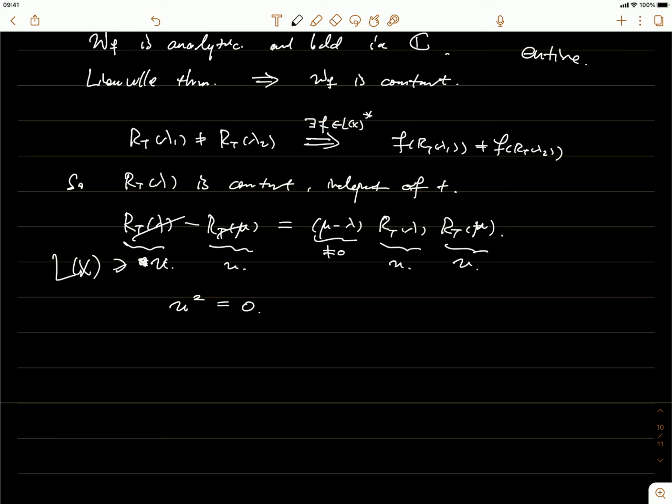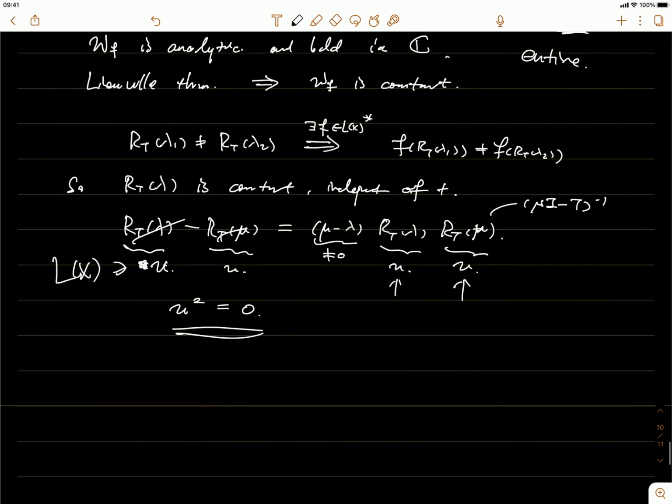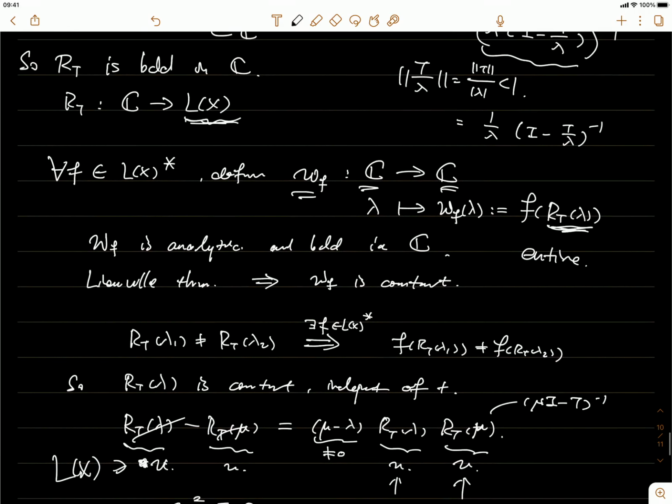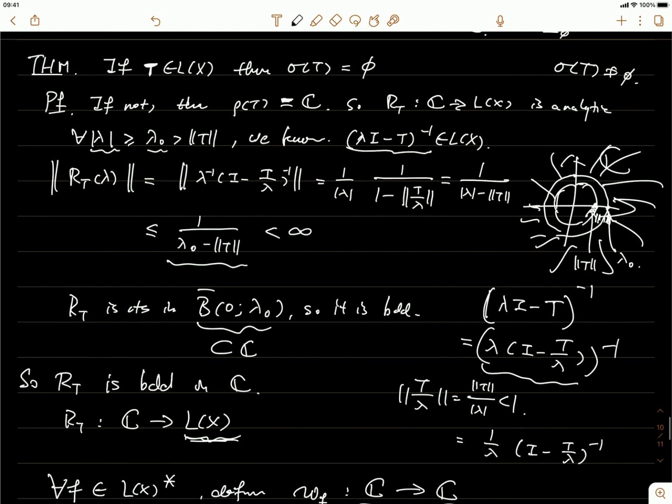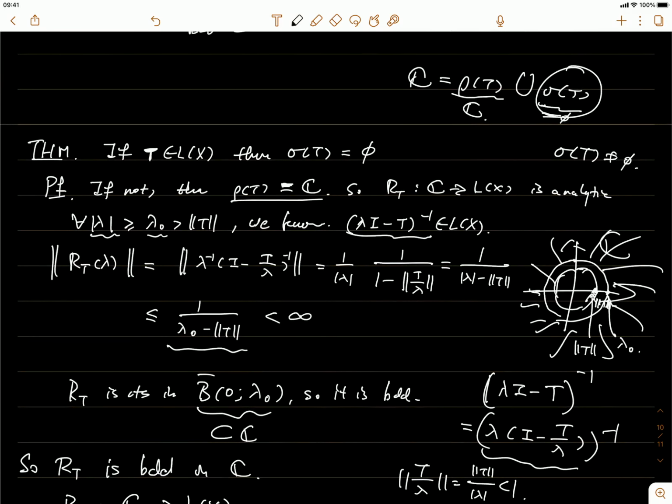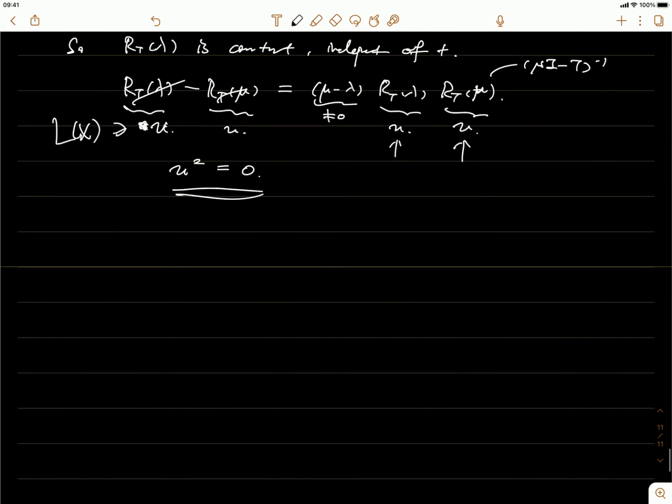And remember that each of them should be invertible. Remember that this is just the mu I minus t inverse. So each of them is an invertible mapping. They are the same invertible mapping, but applied twice, you get 0. That is a contradiction. And that contradiction means that at the very beginning, we cannot say that this is C. The resolvent set of t cannot be the whole complex plane, and that means the spectrum cannot be the empty set. So that's where the contradiction is.